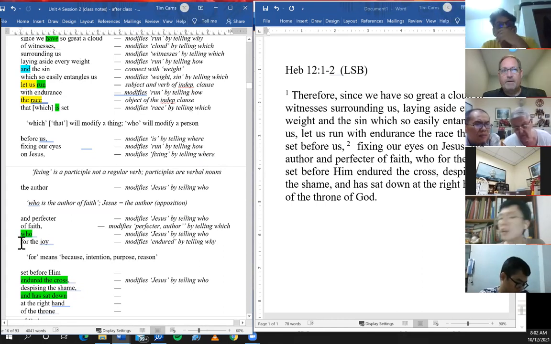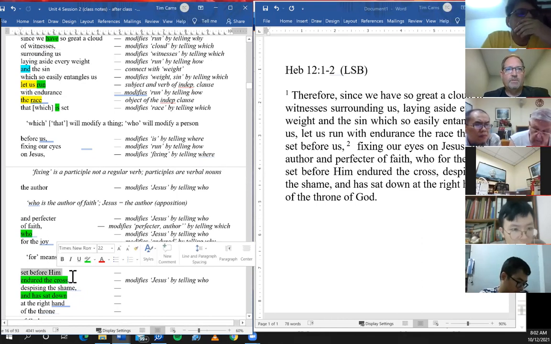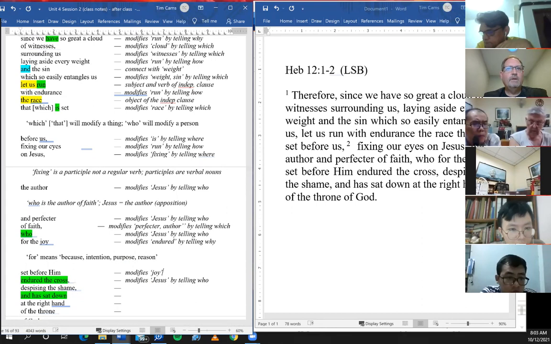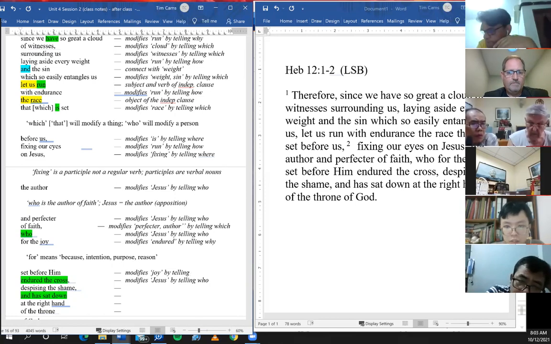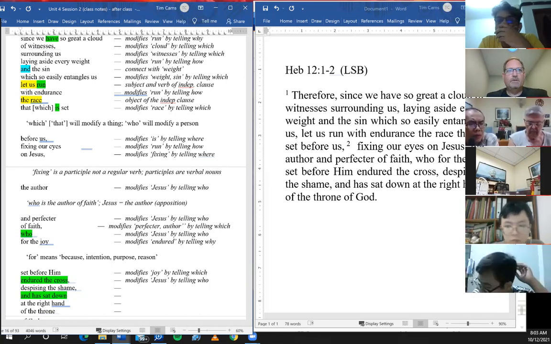We have another example here of a phrase modifying something that comes after it. All right. So this particular author seems to like to do that. All right. How about set before him? This one's a little more difficult. What does that modify and how? Okay, set before him modifies the joy. Okay. By telling which. Yes, it's describing the joy. Which joy? The joy set before him.